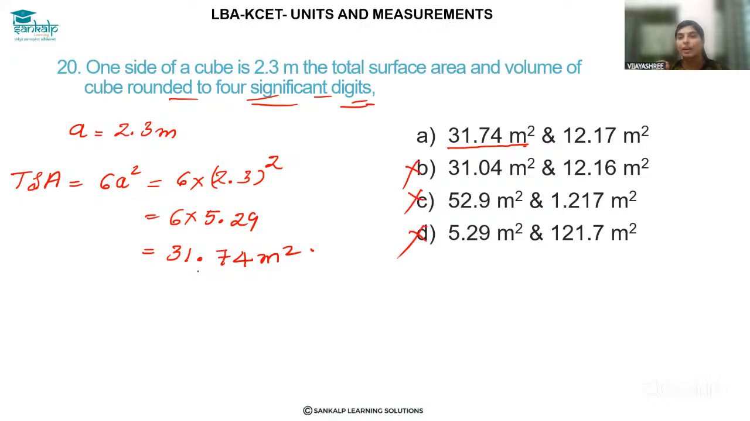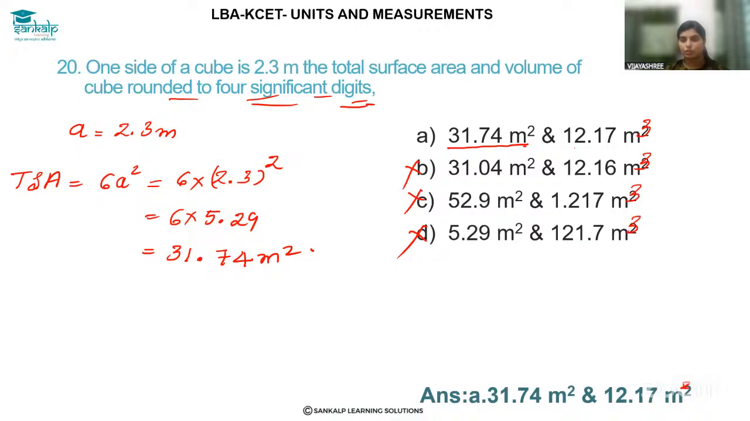So compare the total surface area with the options. A is the option which contains the correct total surface area. Remaining options are incorrect, so we can eliminate them. So option A is our answer here. But let us verify the volume also. It should be meter cube.